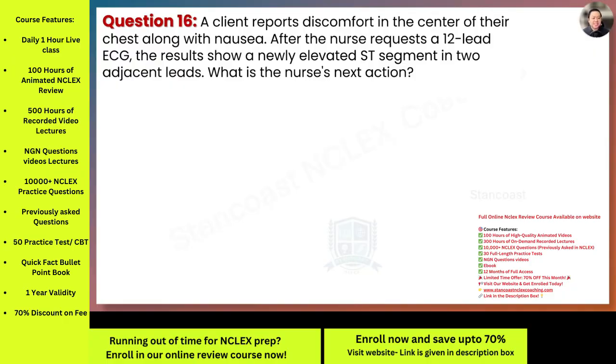A client reports discomfort in the center of their chest along with nausea. After the nurse requests a 12-lead ECG, the results show a newly elevated ST segment into adjacent leads. What is the nurse's next action?